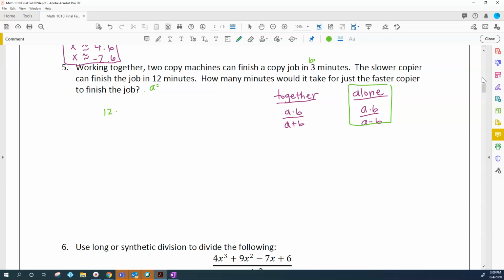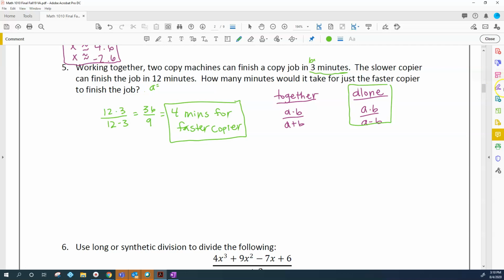So 12 times 3 over 12 minus 3. So 36 divided by 9 gives us 4 minutes for the faster copier. And that makes sense, right? Because it takes them 3 minutes together, so it should be a number that's between 3 and 12. Right, so 4 minutes.